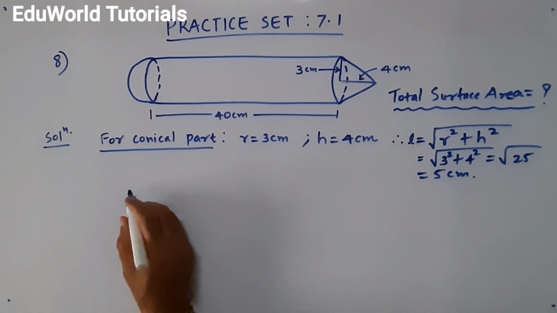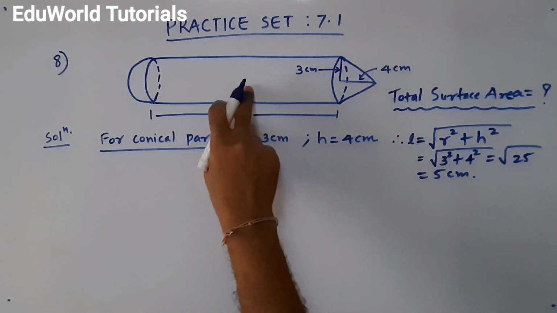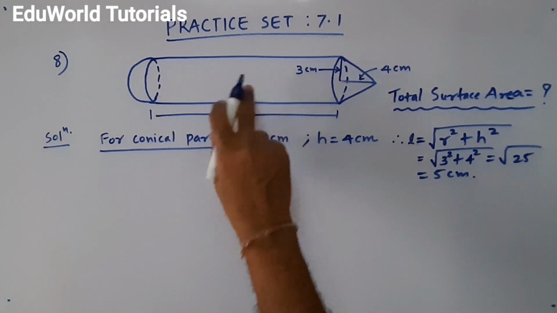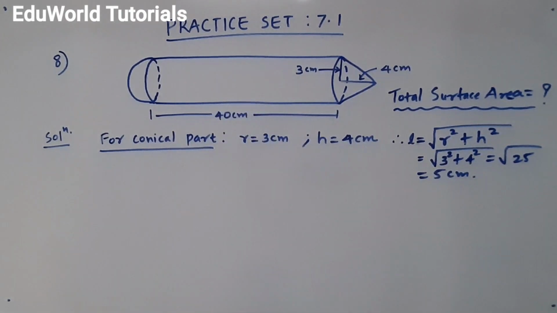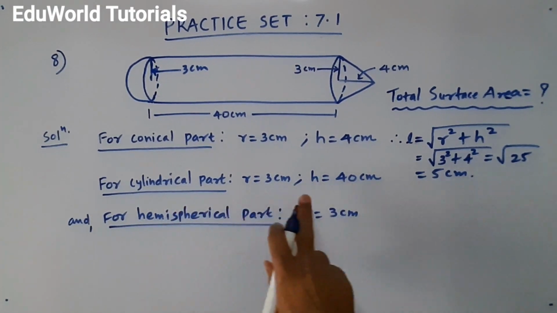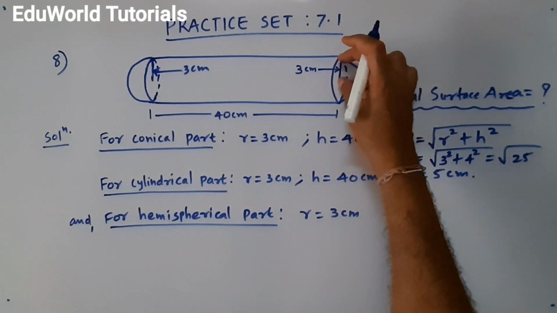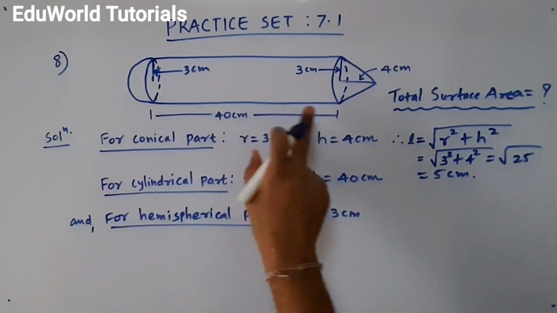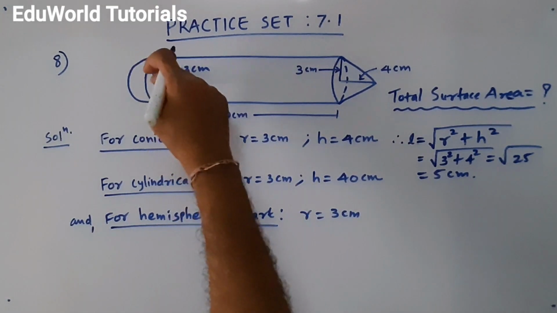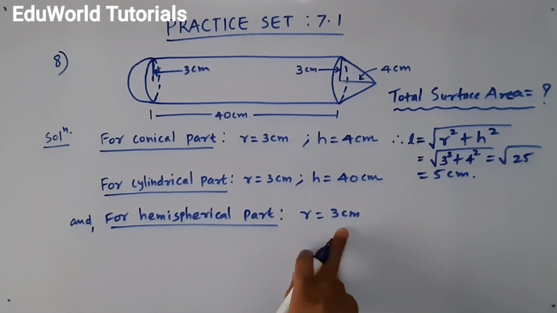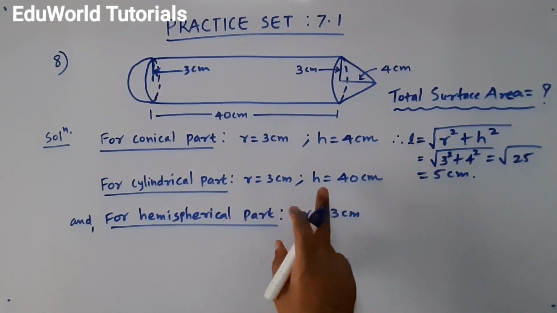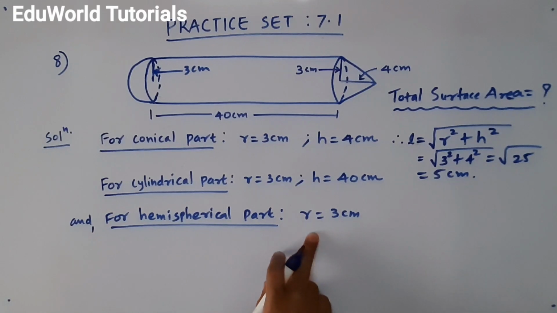Okay. After that, we have to find the curved surface area of the conical part. So I will write for the cylindrical part. For the cylindrical part, radius is 3 centimeter and height is 40 centimeter. And for hemispherical part, only one dimension, that is radius is 3 centimeter. So this is all: r, h, L for cone, r, h for cylinder, and r for hemisphere.